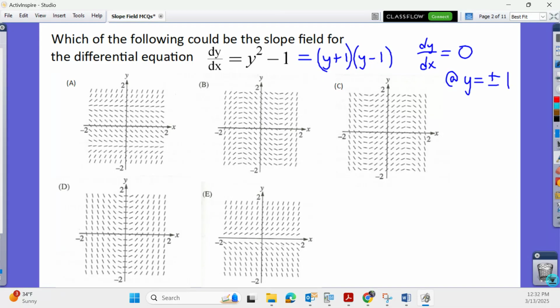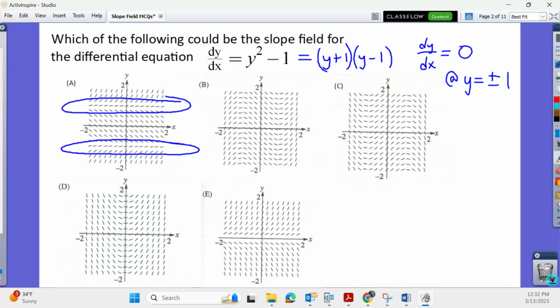And so I'm looking for horizontal hash marks across the slope field when y equals 1 or y equals negative 1. And only one of these graphs looks like it has that. Right about here and right about here. Now you might be thinking, well, those aren't quite horizontal. They're close, but they're not exactly horizontal.